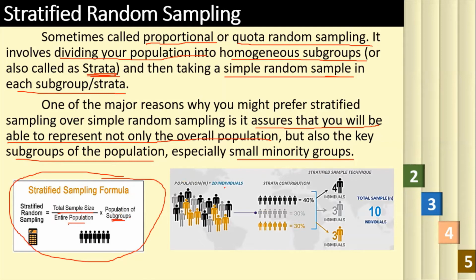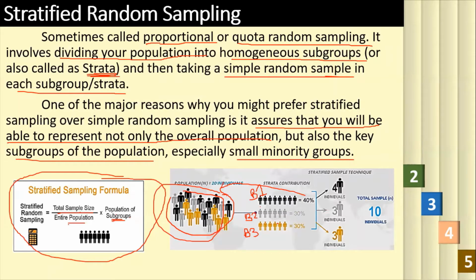So, for example, suppose naa kay 20 individuals and then ang ilang distribution: taga-barangay 1, taga-barangay 2, taga-barangay 3. So, 40% sa 20 individuals kay taga-barangay 1, 30% sa kani nga 20 individuals gikan sa barangay 2, and 30% is gikan sa barangay 3.